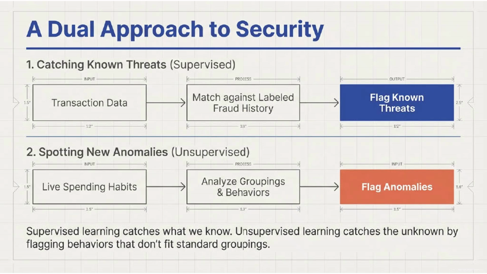So unsupervised learning just analyzes live spending habits. It looks for groupings. So if I usually buy a coffee in New York at 8 a.m. and suddenly my card is buying crypto in London at 3 a.m. That behavior doesn't fit your standard grouping. The model doesn't know what the fraud is. It doesn't have a name for it yet, but it knows it's an anomaly. And it flags it.